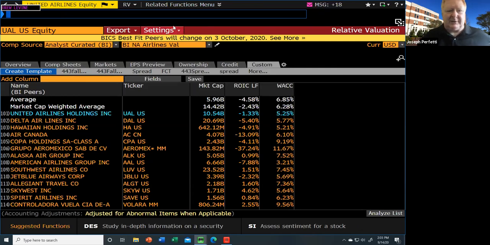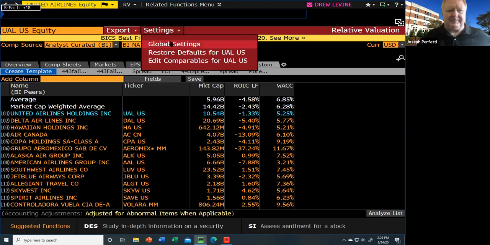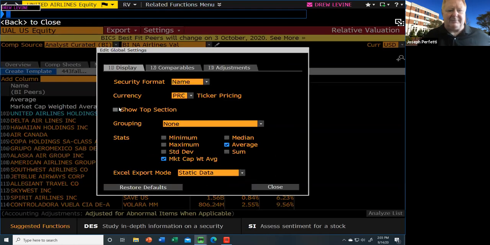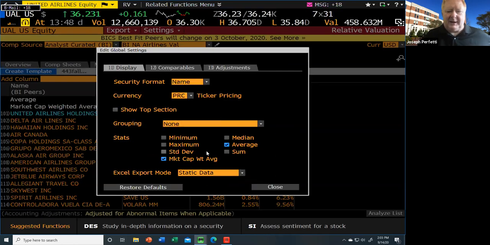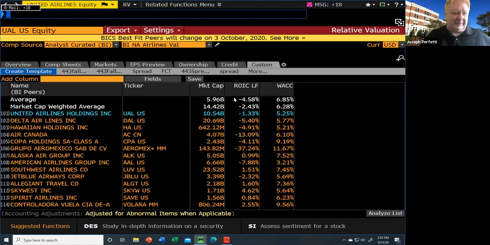And again, under settings, global settings, you'd have unchecked the top section to get more space. And hopefully you could have relied on market cap weighted average. But if on your screen, Bloomberg had just started to fix that, if you had zeros for there, you could have also added the average and done the analysis based on the average. Although again, we want to use market cap weighted average.